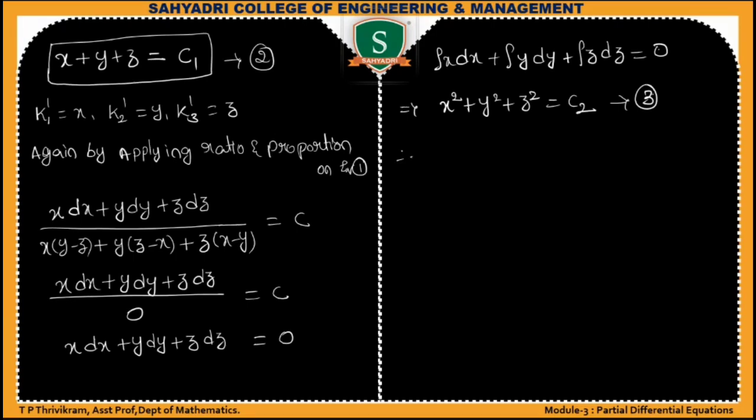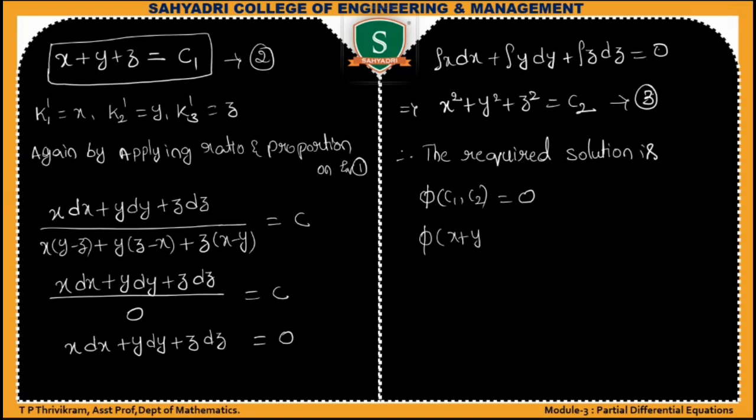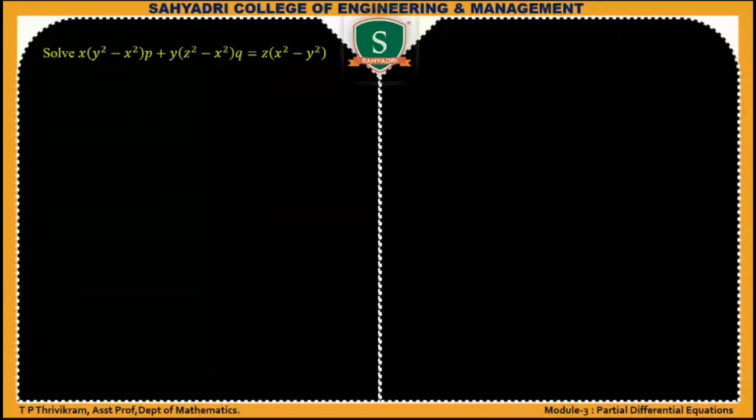So therefore the required solution is phi of c1 comma c2 equal to 0, that is phi of (x plus y plus z, comma x square plus y square plus z square) is equal to 0. So this is the required solution. So observe this problem, this is also the same.